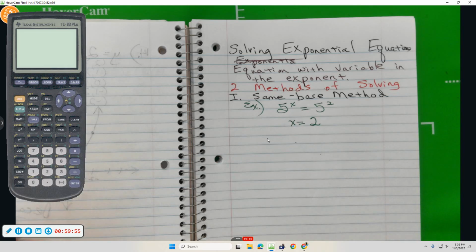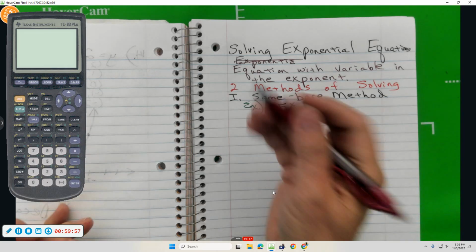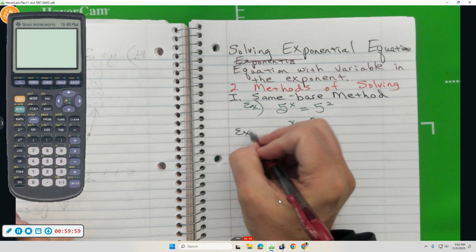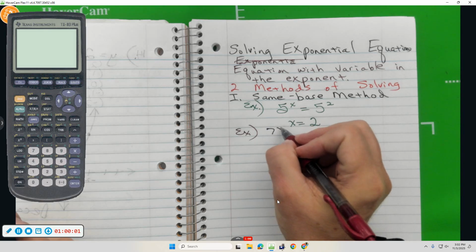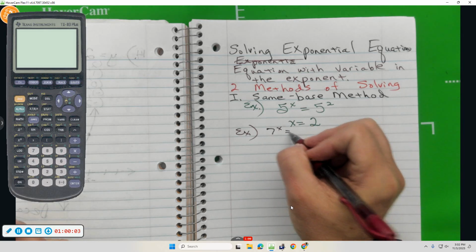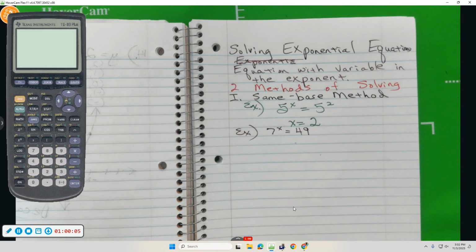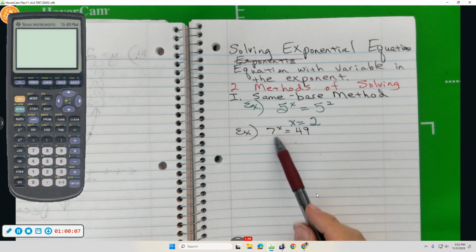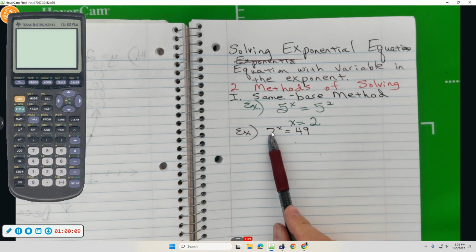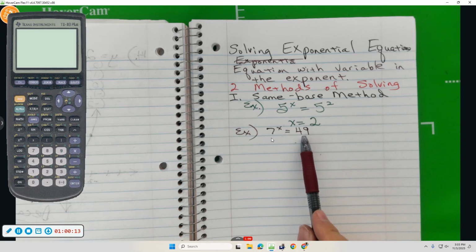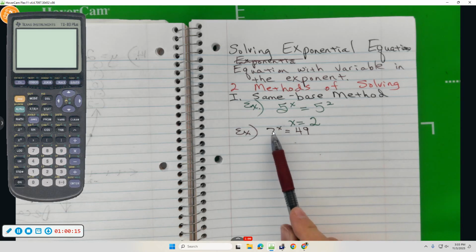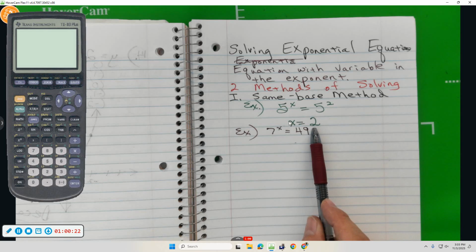Okay, that's a good one. Here's another one. 7 to the x is equal to 49. 7 is a prime number. Realize the base is the thing that's being written down low. That's the thing written big. And I assume y'all know what I mean by the power or the exponent. That's the thing up high.